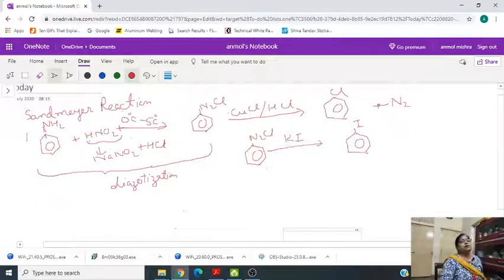Now, today in this session, we have learned classification of haloalkanes and haloarenes, IUPAC naming of haloalkanes and haloarenes, then nature of bond, and method of preparation of haloalkanes and haloarenes.